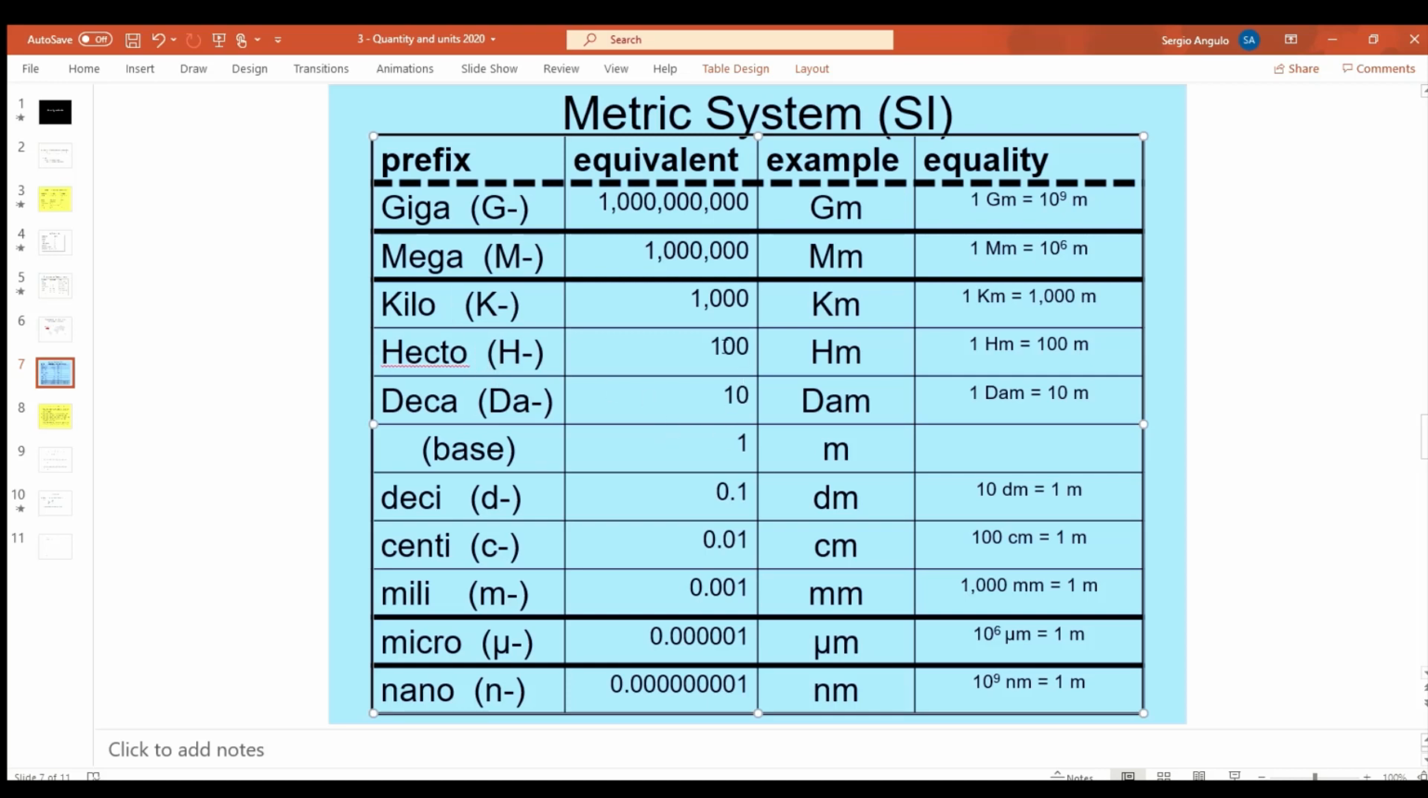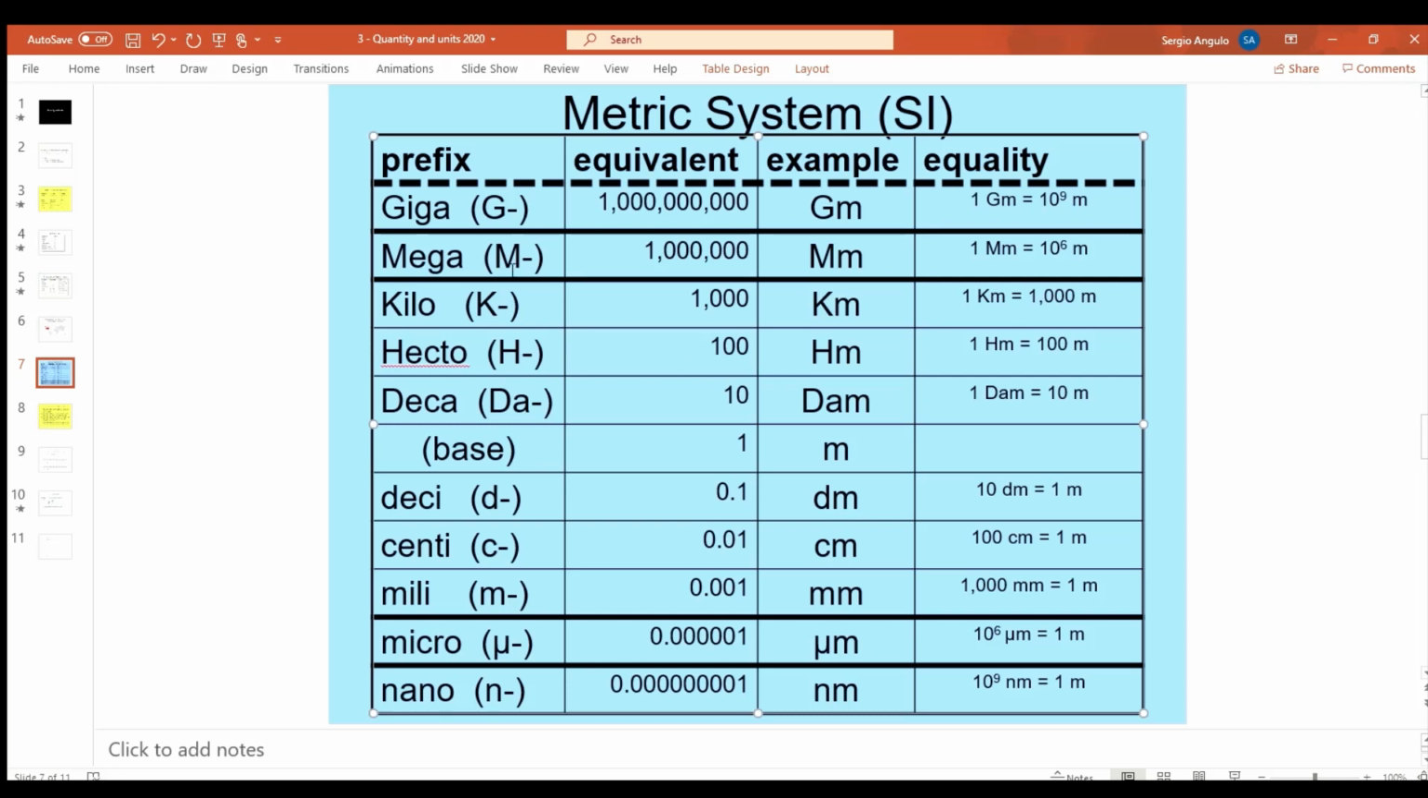Each one is 10 times bigger than the previous one, right? 1 times 10 is 10, 10 times 10 is 100, 100 times 10 is 1,000. So every time we move from one to the next row up here, we have just jumped its value to 10 times.